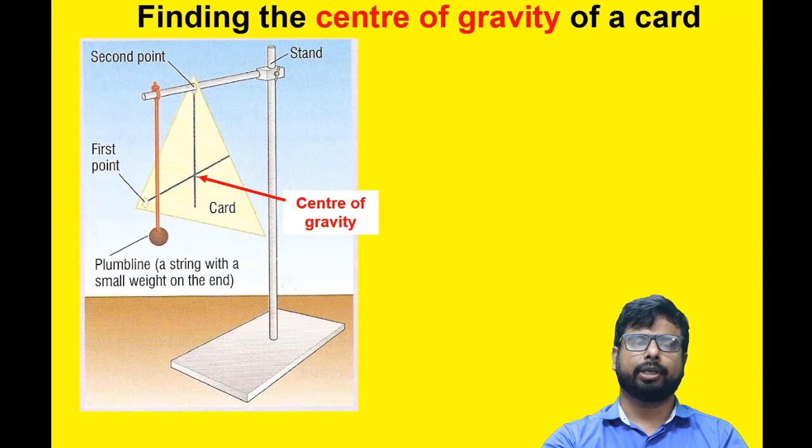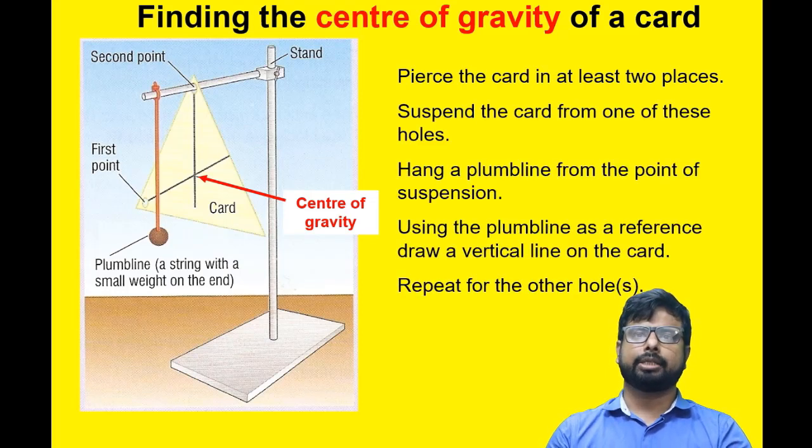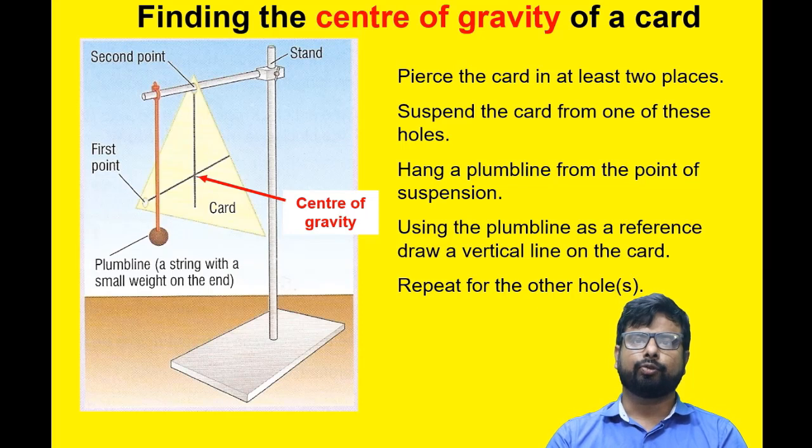Finding the center of gravity of a cart. Place the cart and suspend it from one of the holes, in at least two places. Hang a plumb line from the point of suspension. Using the plumb line as the reference, draw a vertical line on the cart. Repeat for the other holes. The center of gravity is where the lines cross on the cart.